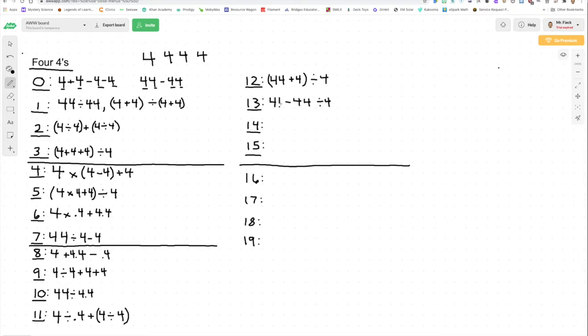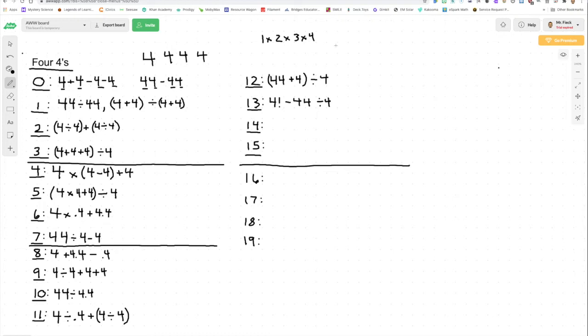So what 4 exclamation mark is, it's actually 24. Any number that has an exclamation mark behind it, you multiply all the numbers in front of it. So it's like 1 times 2, which is 2, times 3, which is 6, times 4, and 6 times 4 is 24. So this would be 24.